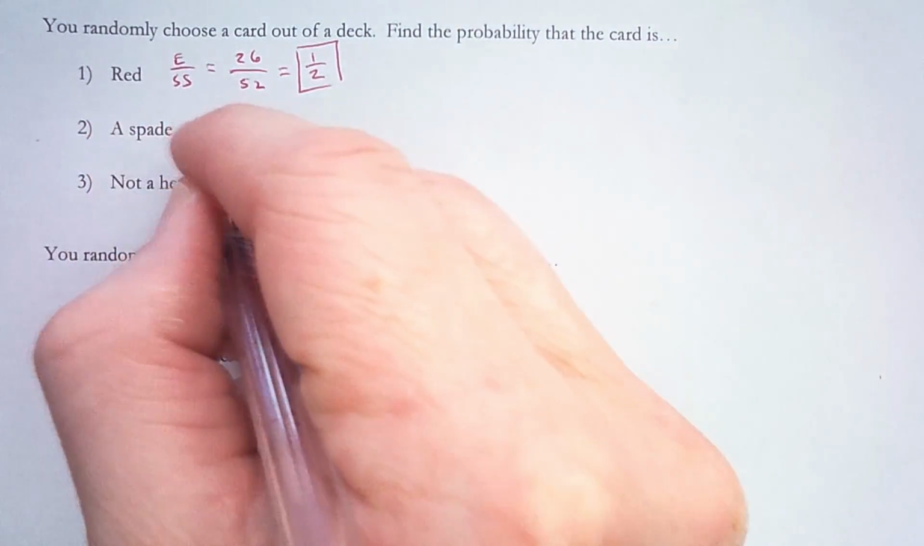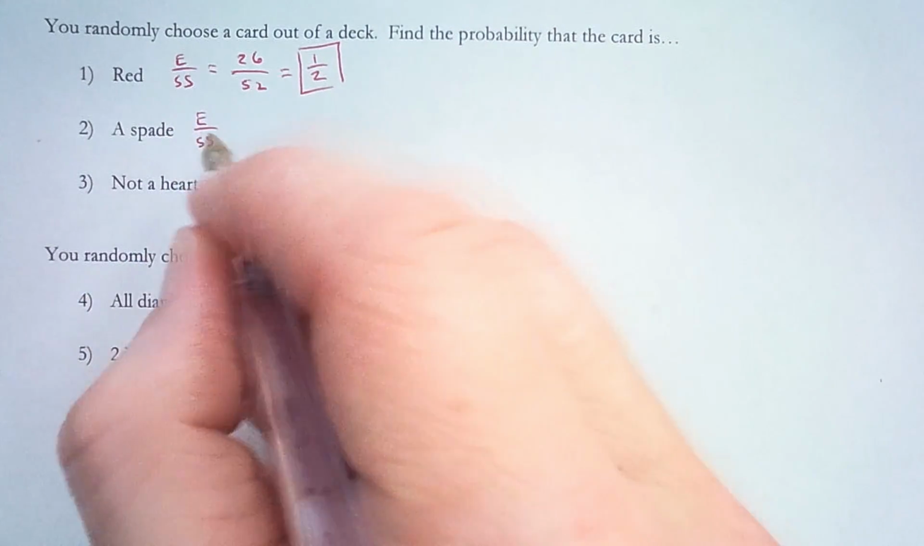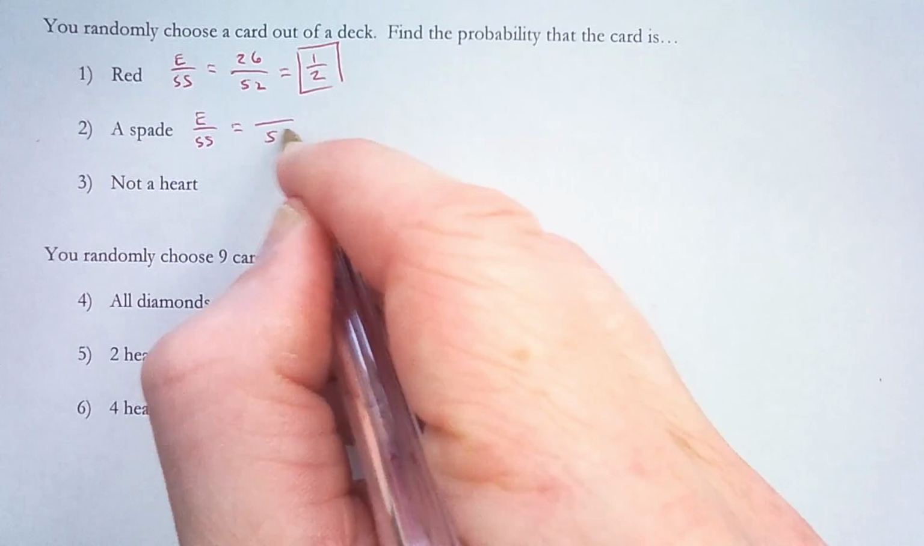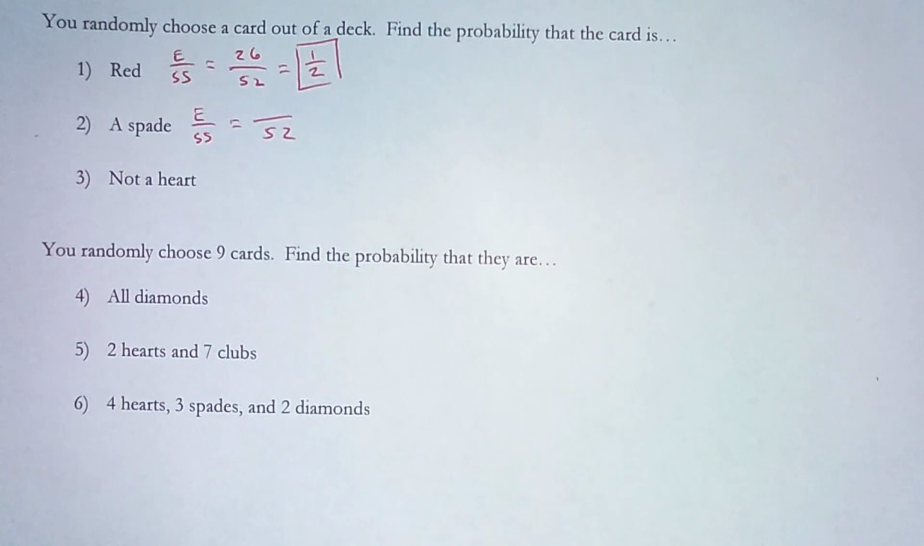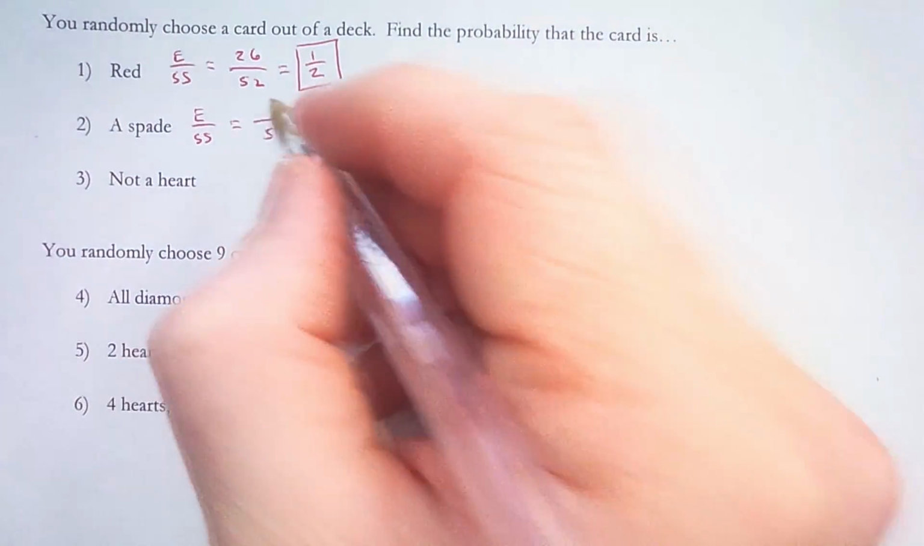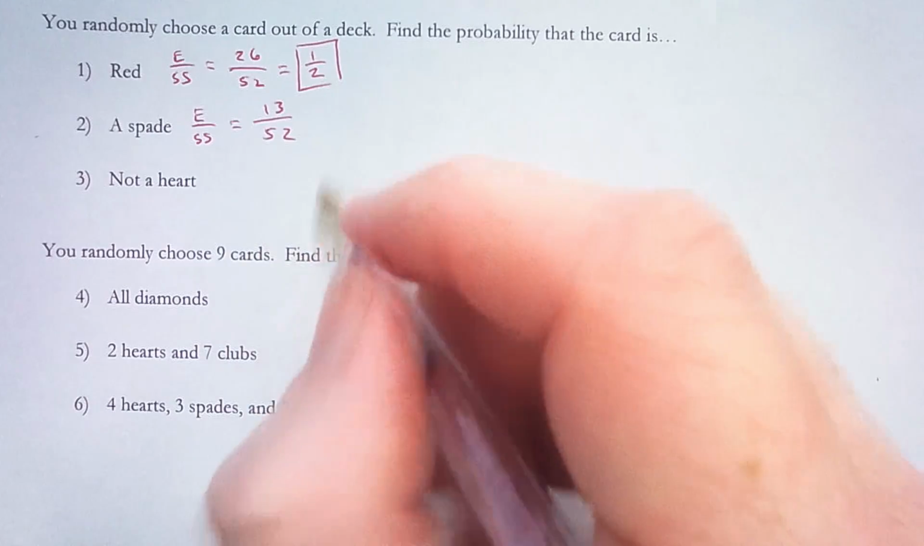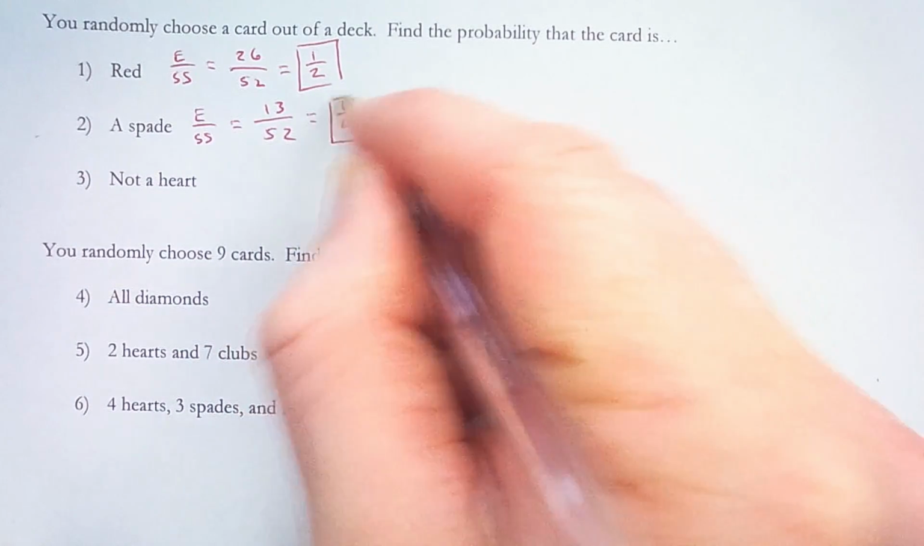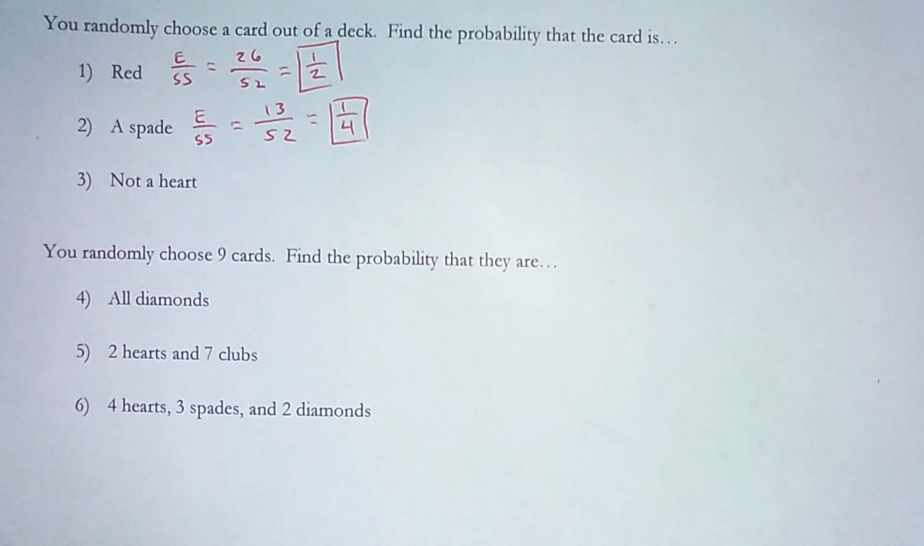A spade, so again we need event and sample space. The sample space is choosing out of the entire deck of cards, 52 ways to choose a card. To choose a spade, there are 13 ways. 13 of the cards are spades, which is 1/4, or 1 out of every 4 cards is a spade, so the probability of choosing a spade randomly is 1 out of 4.